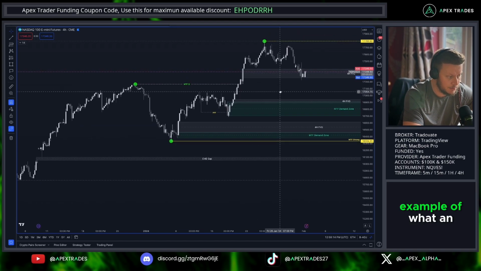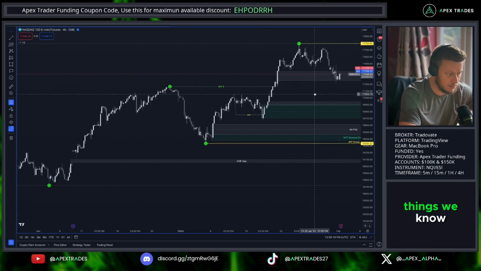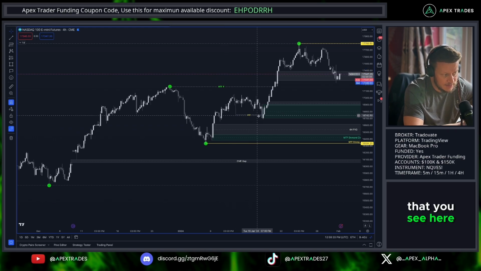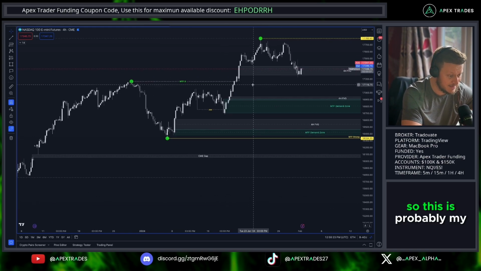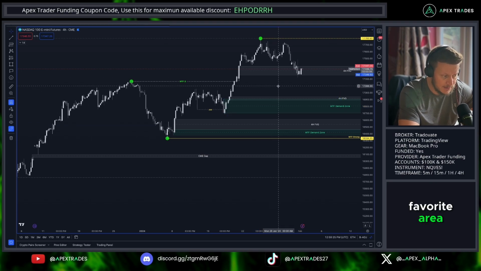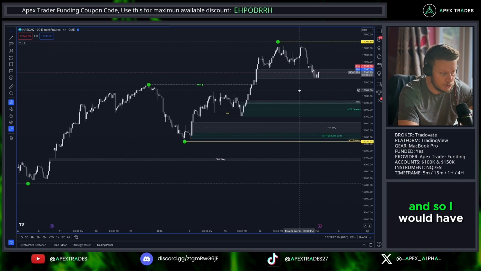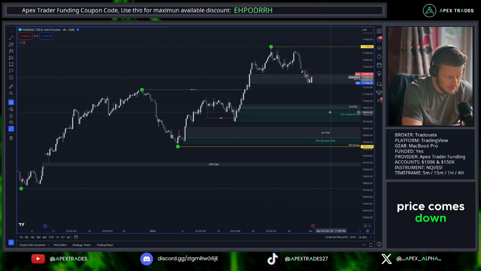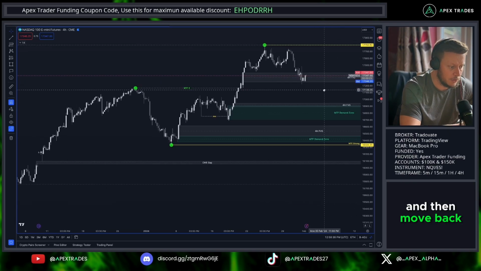And so we can almost categorically know at this point that this here is a perfect order block. It's a perfect example of what an order block is, because we've had a consolidated area, we've had the liquidity grab that you see here, and then we get that breaker structure. So this is probably my favorite area for long movement, and I would have a greater potential for the long to continue. Price comes down into this zone and then moves back up.